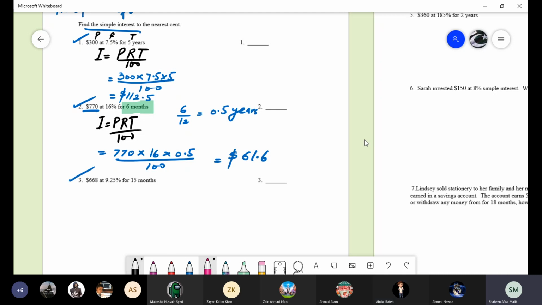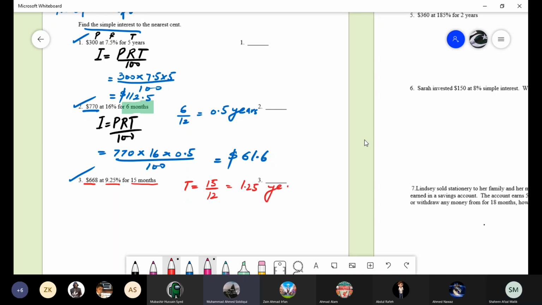Question number 3. Who wants to solve question 3? Muhammad Ahmed Siddiqui. Yes, ma'am. Solve question 3, beta. Okay, ma'am. Principal is given, rate of interest is given, but the time is in 15 months. So how will you convert the 15 months? 15 divided by 12. Okay, 1.25.